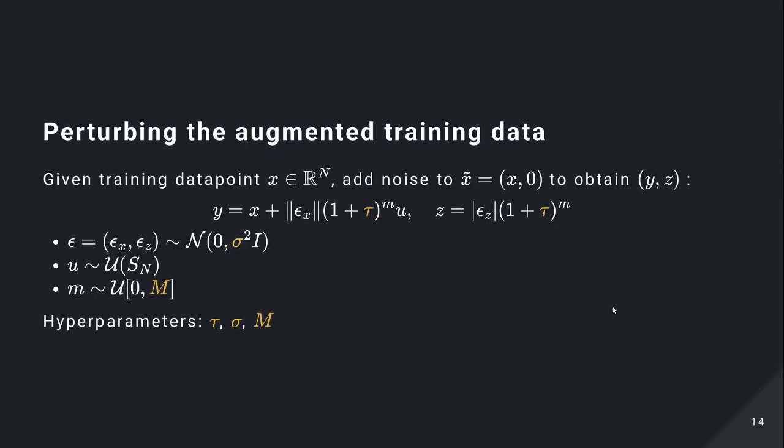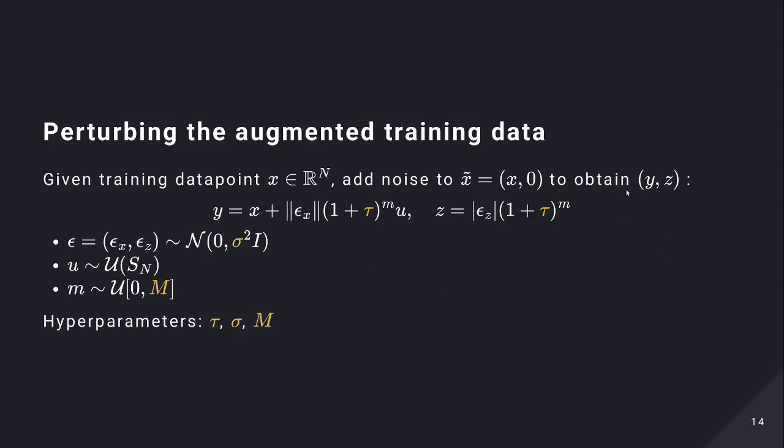So that's how we estimate the vector field. But to get training data, we don't want to start straight from our plane. So we take some training data point x in R^n, add noise to x tilde to obtain some y, z. And the way to do that, remember, we're assuming that we are within some hemisphere, and so the goal here is to sample points within that hemisphere.